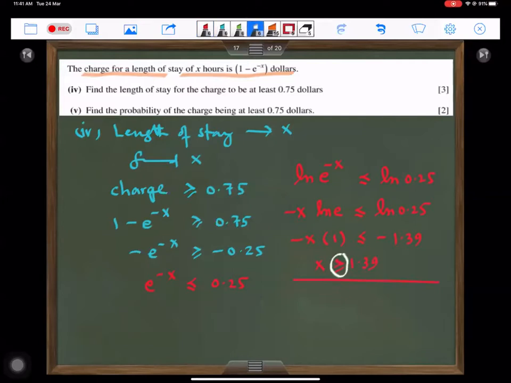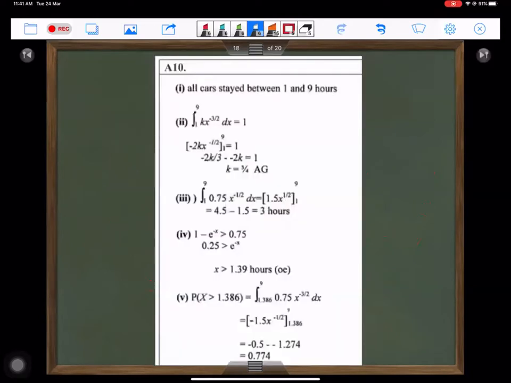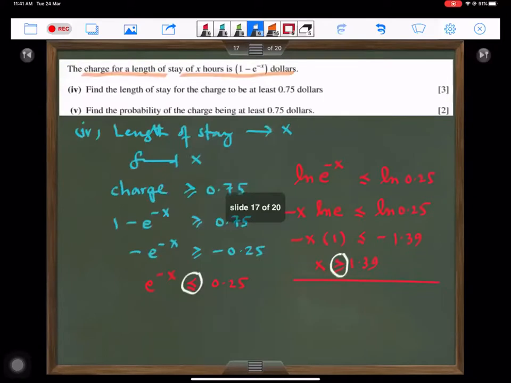This was the first flip. This was the second flip. Find the length of stay. The length of stay is at least 1.39 hours, for the charge to be at least 0.75. So basically, you can write the answer to be 1.39 hours. If a car is staying there for approximately 1.4 hours, then the minimum charge would be 0.75. Of course, if he increases the number of hours, the charge would go up.